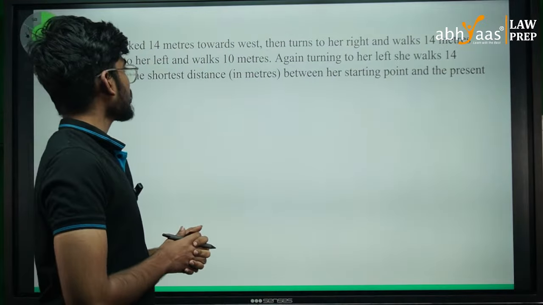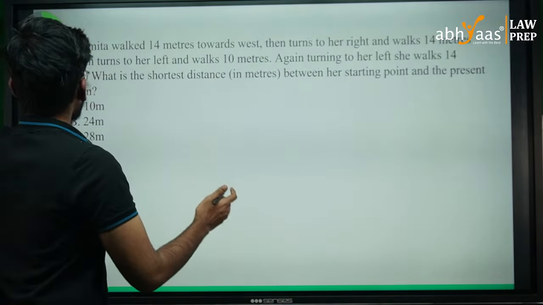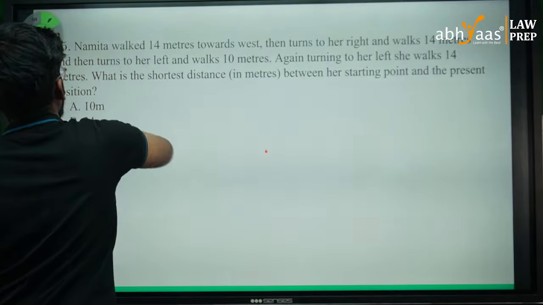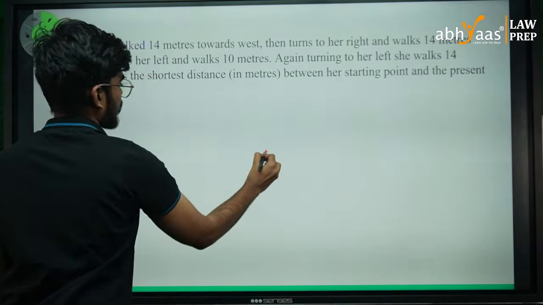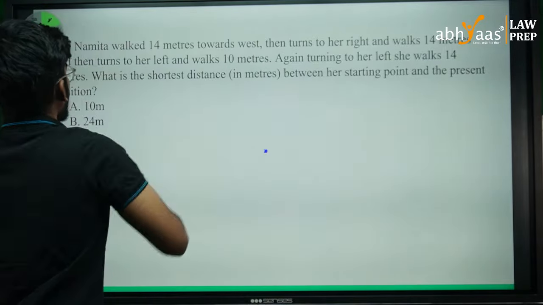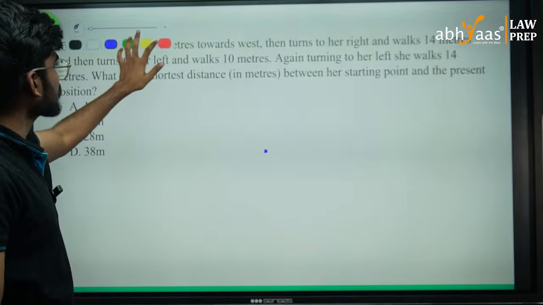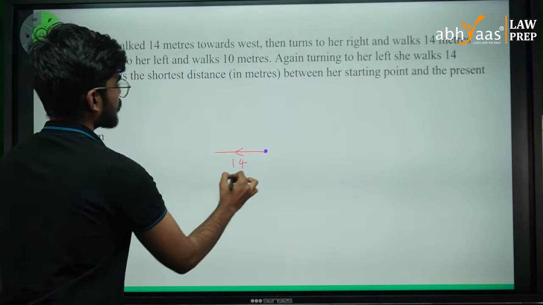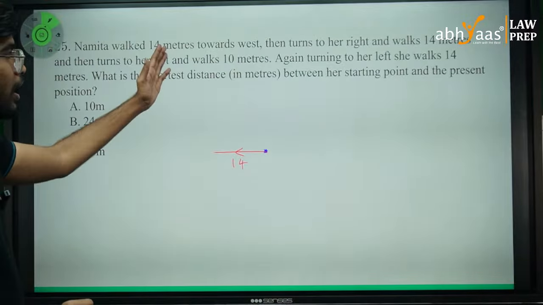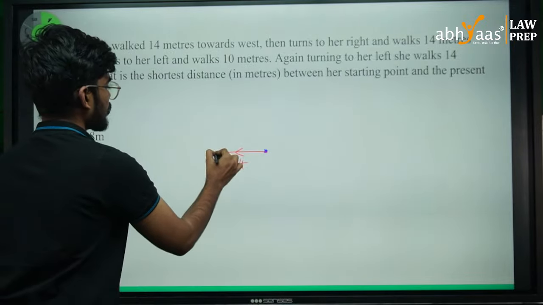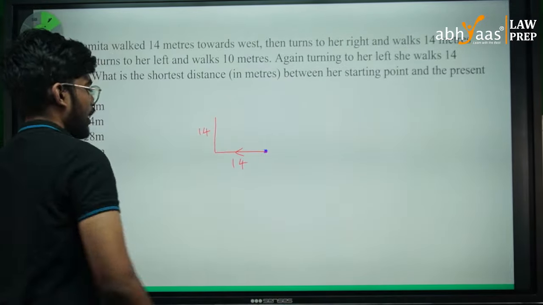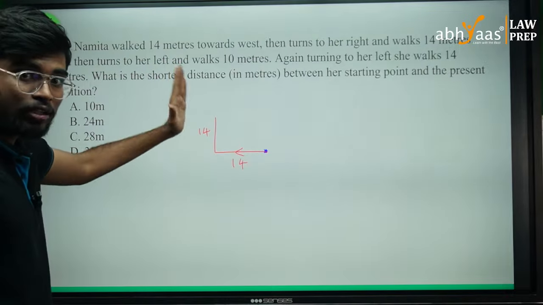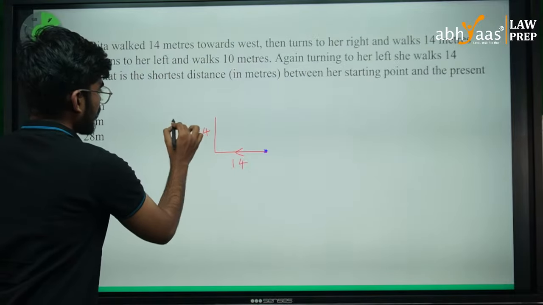Namita walked 14 meters towards west. Okay, I am considering this as my starting point. Just a minute. This is my starting point, and Namita is walking 14 meters towards west. Then turns to the right and walks 14 meters. Okay, it is meters. Turns to the right and walks 14 meters. Next, and then turns to her left. Facing north and turning left. That means, as usual, to your left.